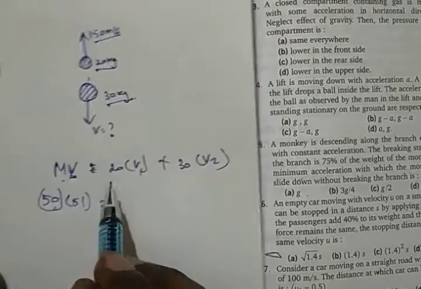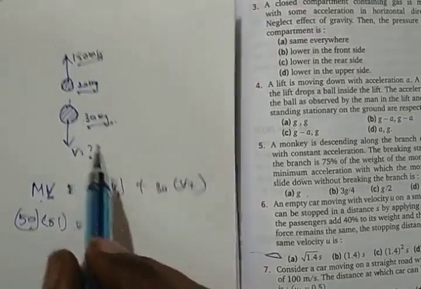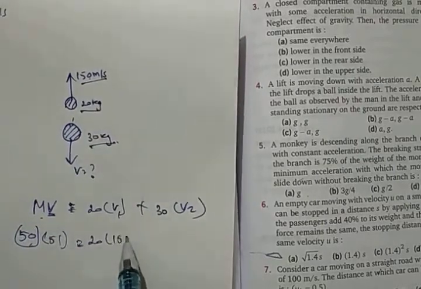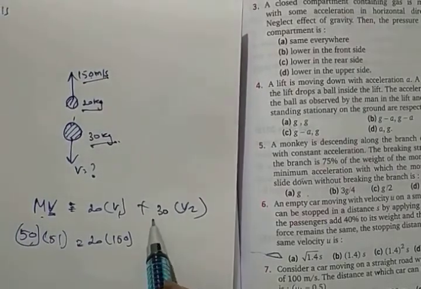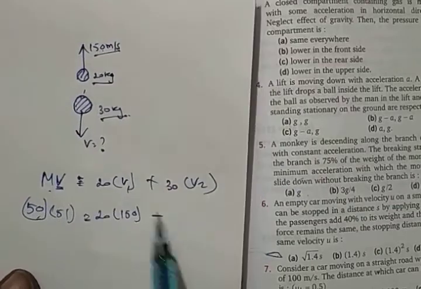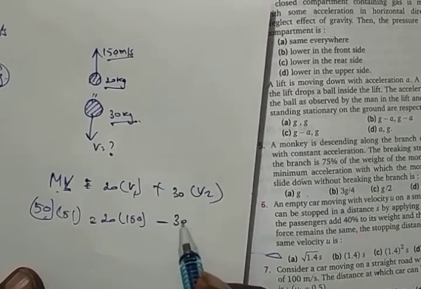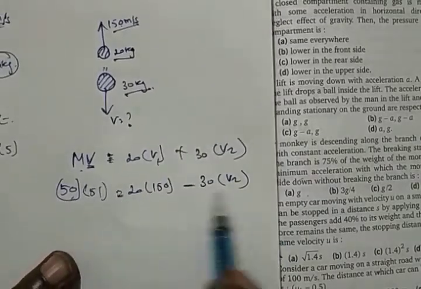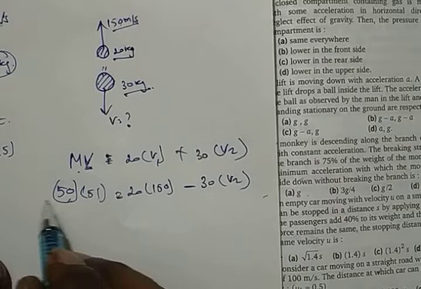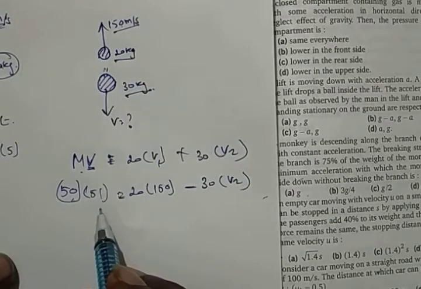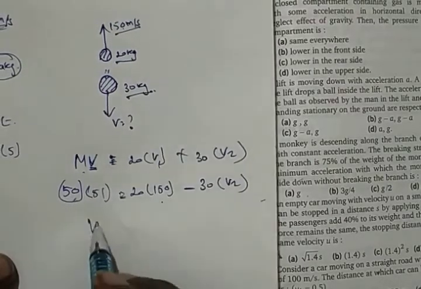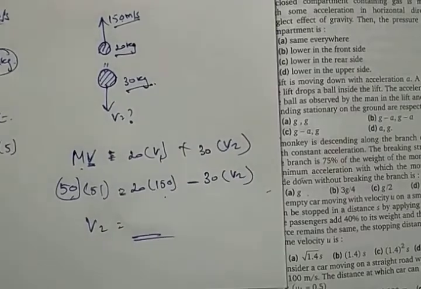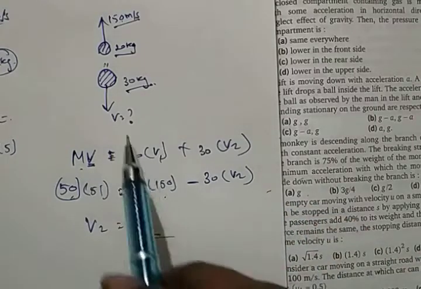51, 20. And what is V1? V1 is 150. And this is going to be a negative sign, because this is going to come in the opposite direction of this one. So 30 into V2. Every parameter you know. You need to find out the value here. So multiply these two things and put this one here and finally find out V2. Do this calculation. You will get the exact answer. So that way we can find out the value of V2.